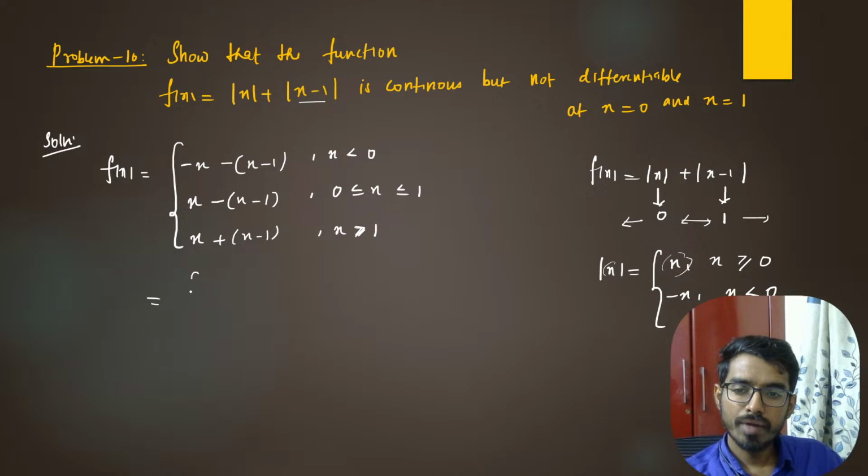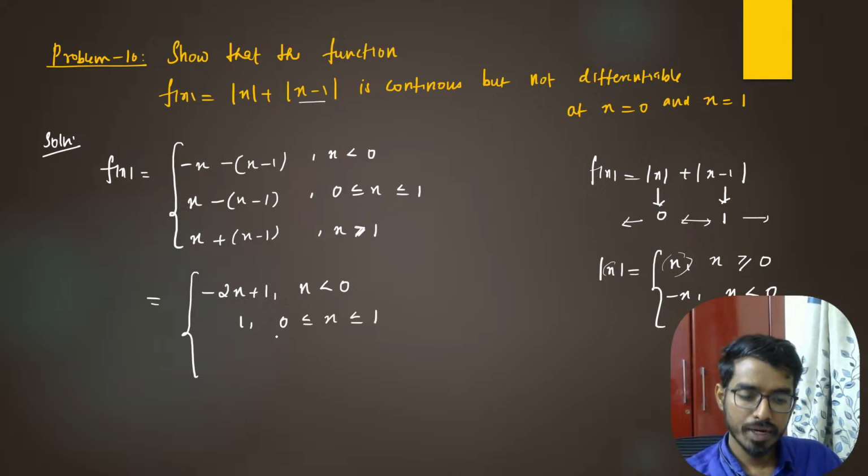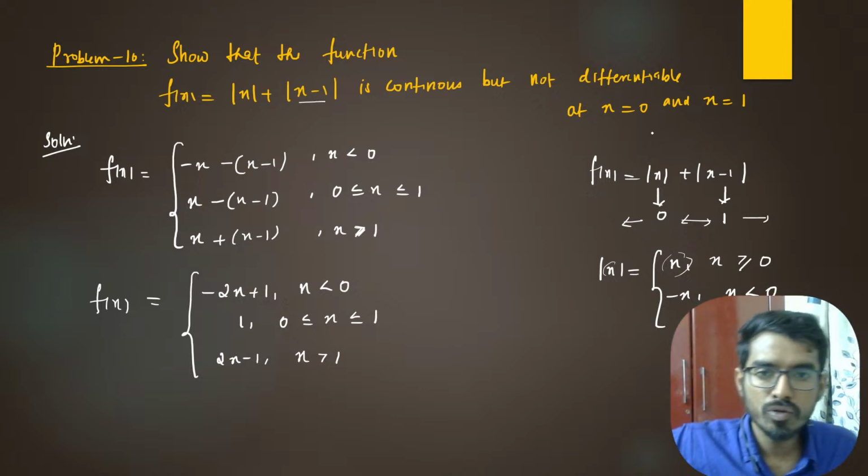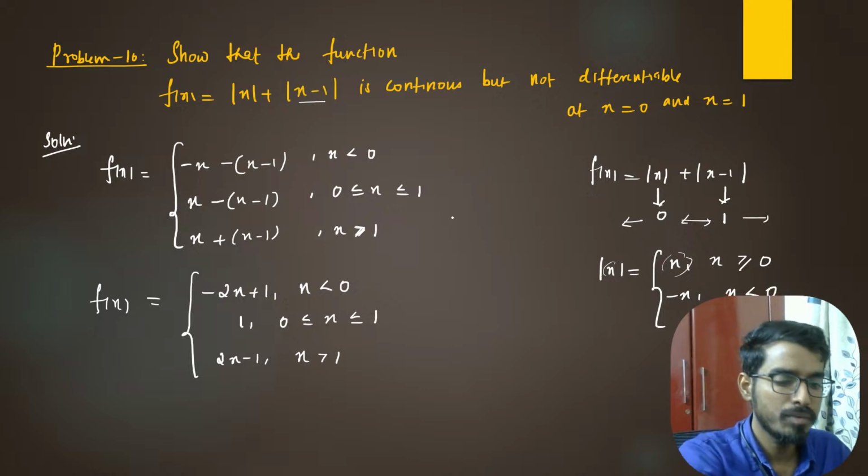Right? So I have redefined the function as minus x minus x plus 1, so it is minus 2x plus 1 when x is less than 0, because x will get cancelled it is 1 when your x lies between 0 to 1, and this is 2x minus 1 if x is greater than 1. Now you can easily check the continuity and differentiability of this function, right? At 0, you check the continuity. At 1, you check the continuity. You show that it is continuous at 0 and 1, but it is not differentiable there. Okay, let us do both the things.